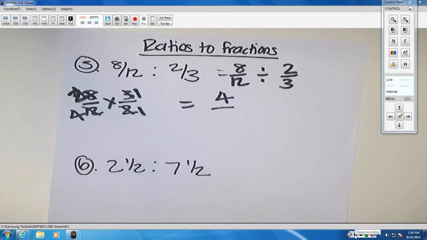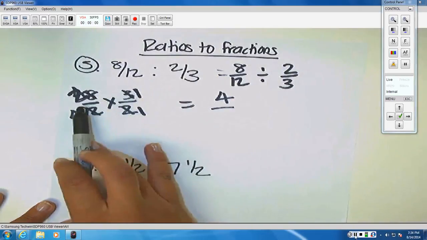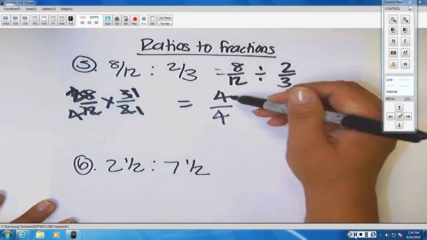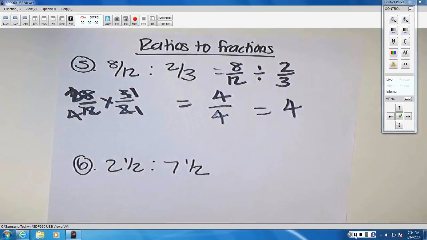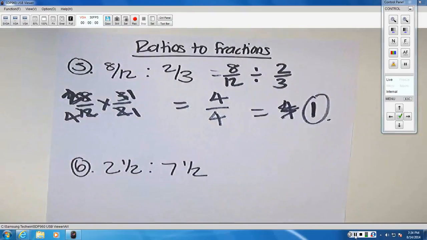I just need to multiply across. So this was 4 times 1 is 4, and then 4 times 1 is 4 down here. So 4 over 4 is essentially just 1. So your answer ends up just being a whole number. When you take the ratio of 8/12 is to 2/3 and turn it into a fraction, you simply end up with 1. So let me go over that with you, review this one again.